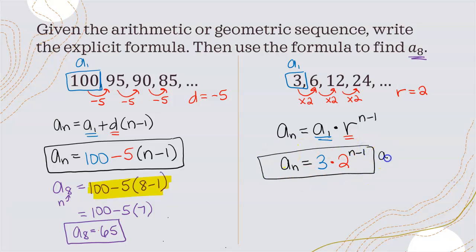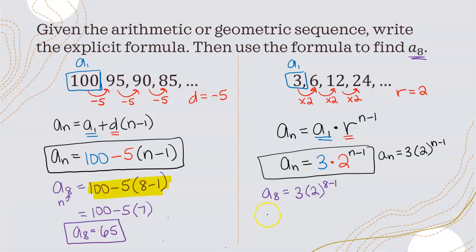For me, sometimes I do like to use parentheses, so I might write it as 3 times parenthesis 2 to the n minus 1. This is especially important if you have a negative r value, because then as you go through and plug it into your calculator, it'll just work a little better. So I usually like to use parentheses like that, as long as we know that we're multiplying. We can do the same thing now if we want to find a sub 8. That still means I'm plugging in 8 for n, and I'm going to use the parentheses this time. So in the exponent, I have 8 minus 1.